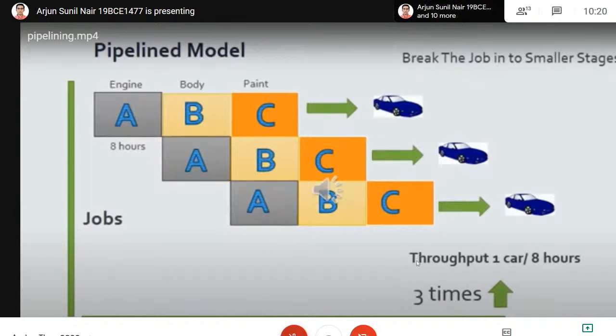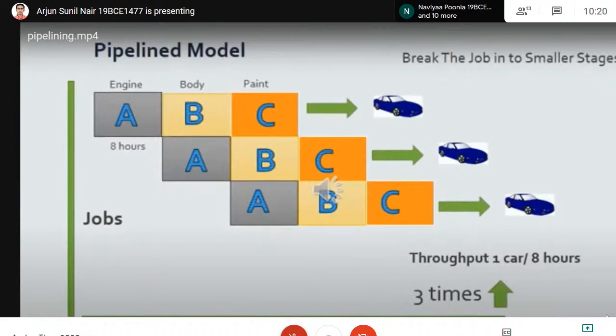So what happens is, in the first 8 hours, an engine is built and it is put into the second phase, that is the body phase. In the 16th hour, if you see, we have two processes working together. That is the main advantage of pipeline processes: all the phases work simultaneously and use all the resources. So there is no wastage of resources in a pipeline architecture.